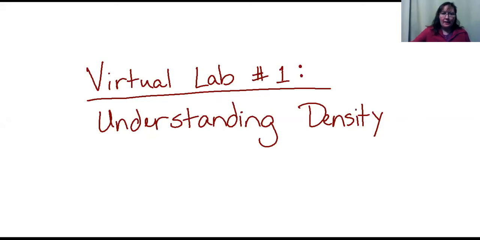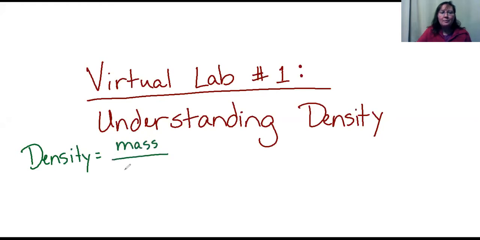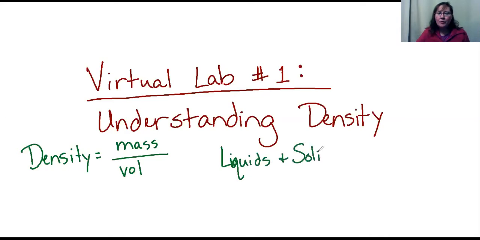Before we begin, let's talk a little bit as a refresher about some parts of density that we're going to be working with. First of all, remember that density equals mass divided by volume. And in this lab, we're always going to be working with liquids and solids. For liquids and solids, our units for density are going to be grams per milliliter for liquids or grams per centimeter cubed for solids. Okay, now these are the same.